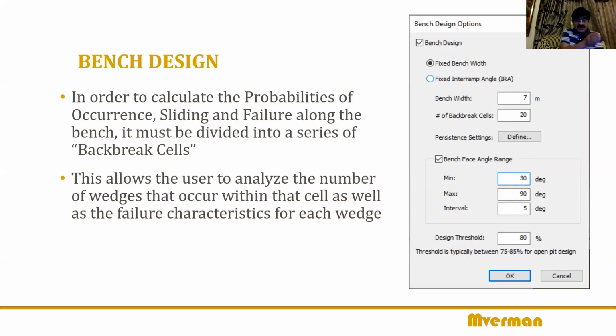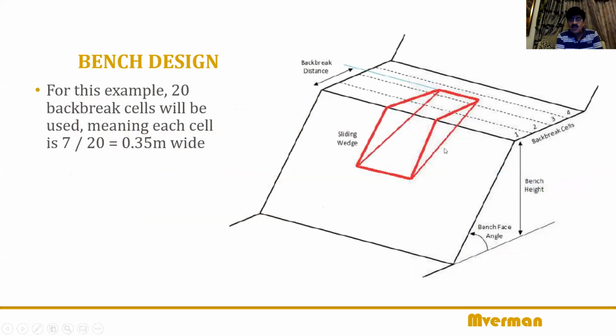To do that, you have to divide the bench into a series of back break cells. I'll show you the back break cells, because that will allow you to analyze the number of wedges which can happen in one cell, and the failure characteristics of each wedge like this. Those are the cells. We specified 20, remember? So this is your bench and you can divide it into 20 or whatever number. Like in this case, 4 have been shown. This bench has been divided into 4 back break cells: cell number 1, 2, 3, 4.